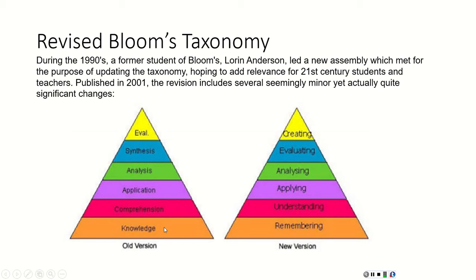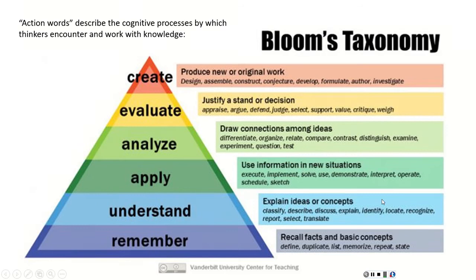Basically, they took the noun and turned it into a verb. They kept the same levels. They just flip-flopped synthesis and evaluation. So knowledge is remembering, comprehension is understanding, application is applying, analysis is analyzing, synthesis is evaluating, and evaluation is creating. Because one of the things I found is creation is the highest level, but sometimes you evaluate what you're creating, so you can use them however you want. We'll use the revised version for this assignment though.